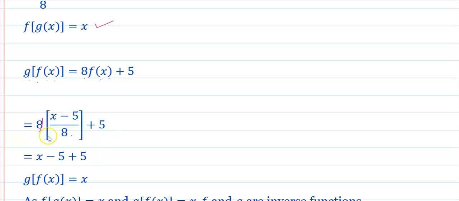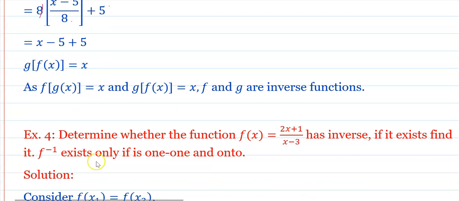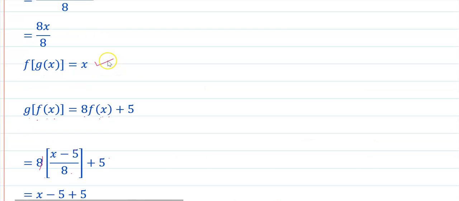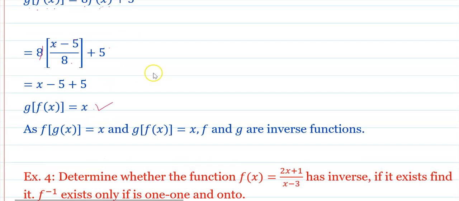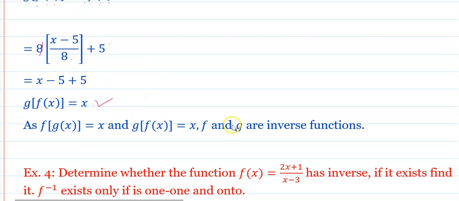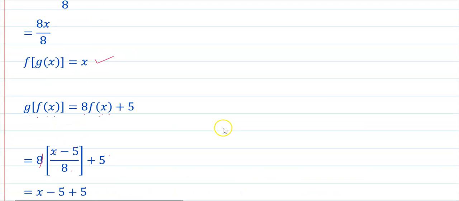Now simplify. This 8 and this 8 get cancelled. You will get x minus 5 plus 5. Plus 5 and minus 5 get cancelled. Overall, you will get x. And in this way, g of f of x is x and f of g of x is also x. And hence these are the inverse functions of each other. And hence f and g are the inverse functions of each other.